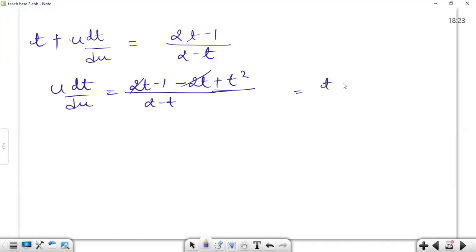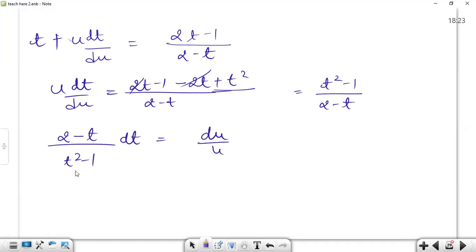Yes, sir. Okay. Now let's bring all the terms to the left hand side: 2 minus t on t square minus 1 dt equals du over u. Now the variables are separated. Let's integrate both sides. The right hand side will simply become logarithm of u plus c.